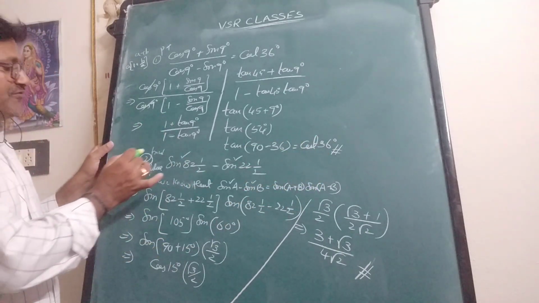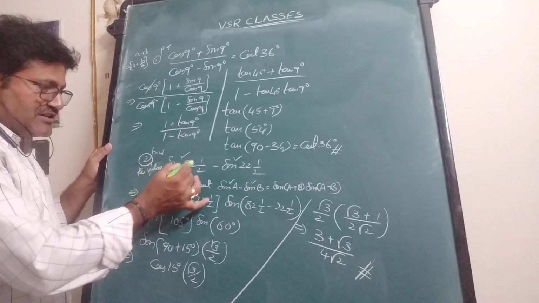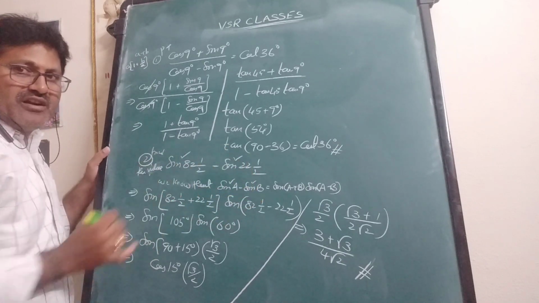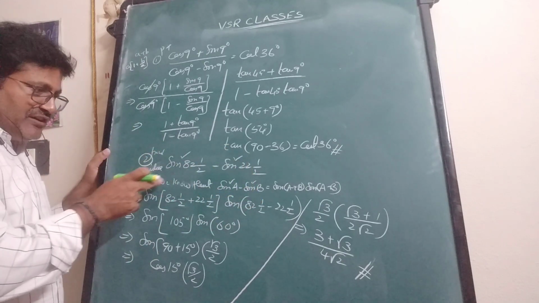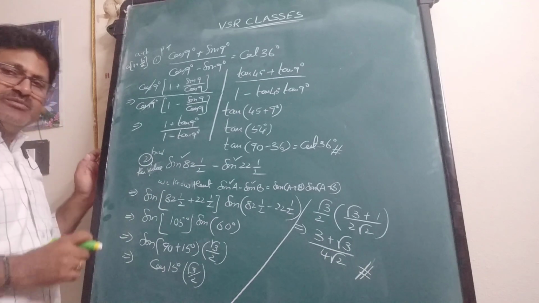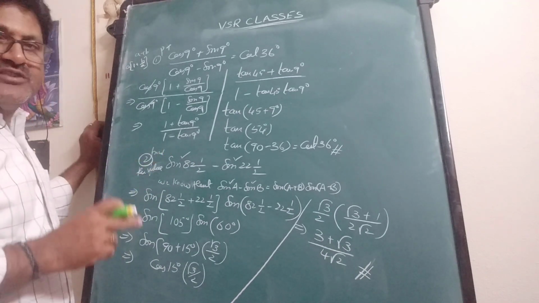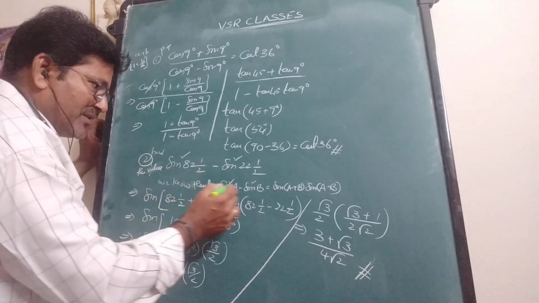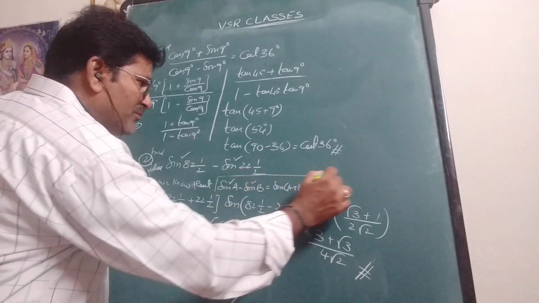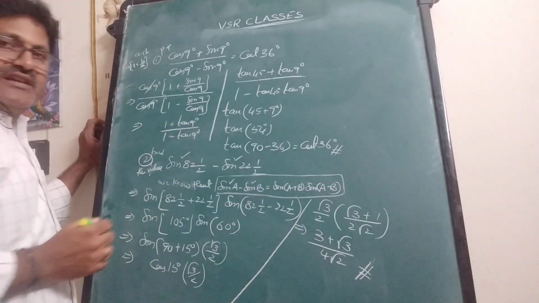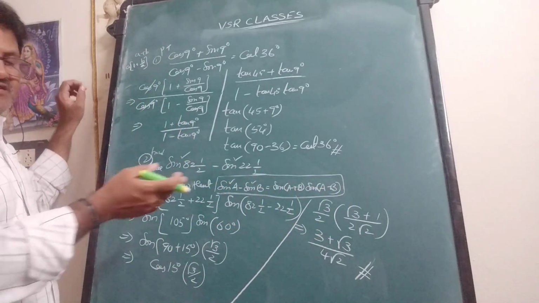Now find the value of sin square 82.5 minus sin square 22.5. Before that we know that the sin square A minus sin square B formula is sin of A plus B into sin of A minus B. You have to remember this one as a formula, so that very easily you can apply it.